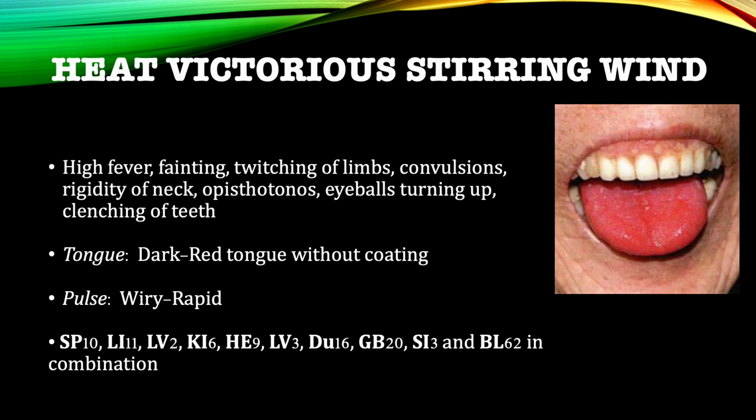Heat victorious, stirring wind: high fever, fainting, twitching of limbs, convulsions, rigidity of neck, opisthotonus, eyeballs turning up, clenching of teeth. Tongue, dark red without coating. Pulse, wiry, rapid. Points: spleen 10, Li11, liver 2, kidney 6, heart 9, liver 3, DU16, gallbladder 20, SI3, and bladder 62 in combination.